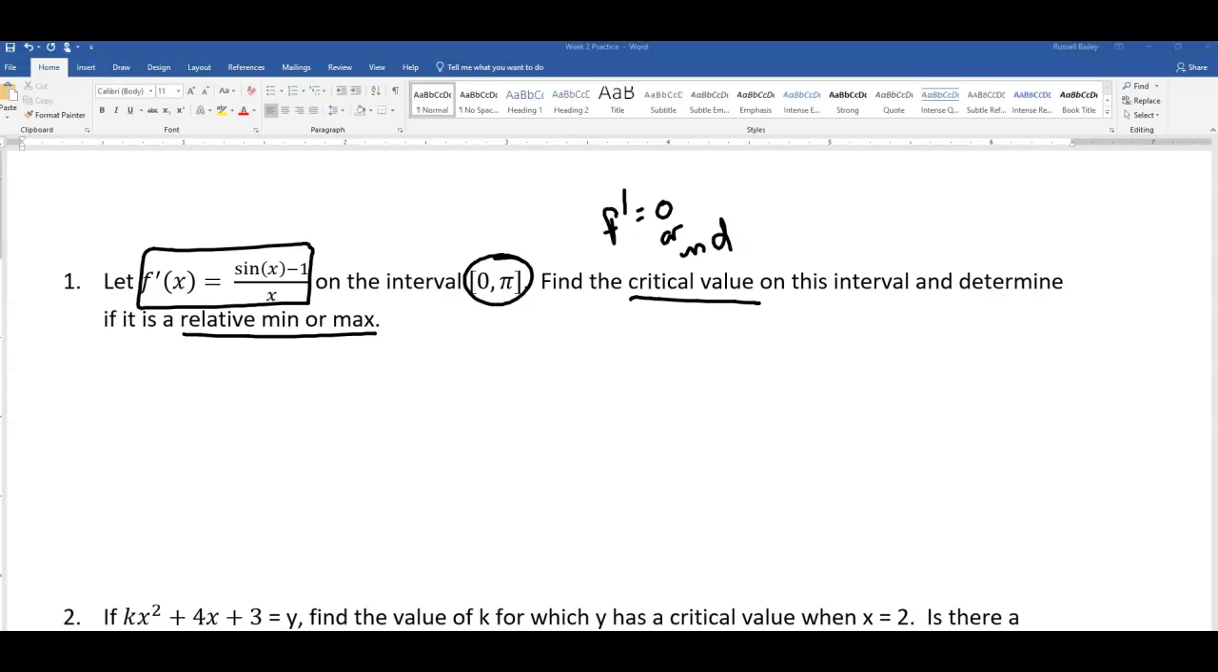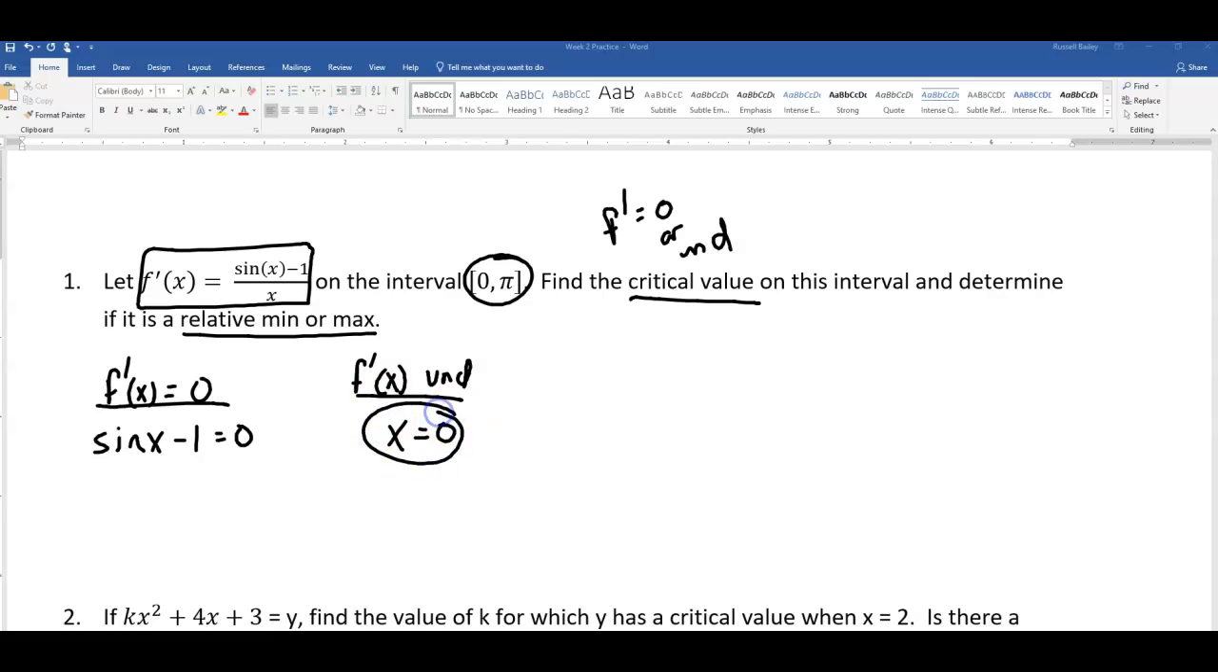So the derivative equals 0 when the numerator is equal to 0. And the derivative is undefined when the bottom is equal to 0. So we have one of our critical values here. We solve this one. I'm going to add 1 on both sides.